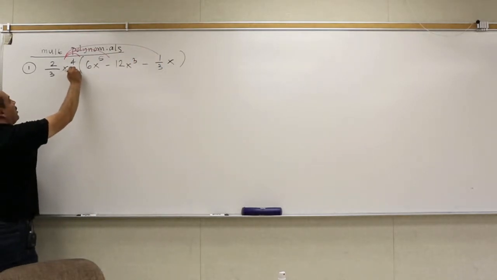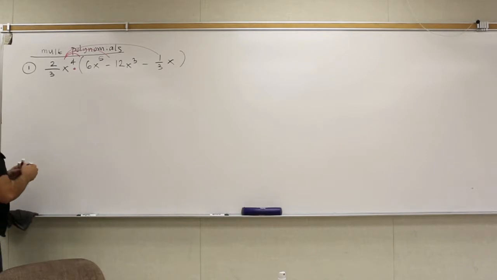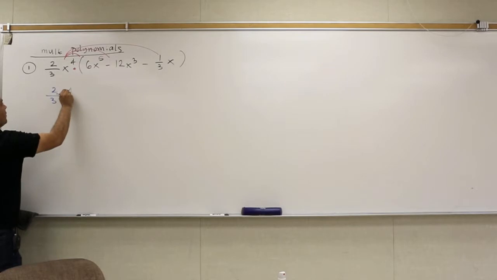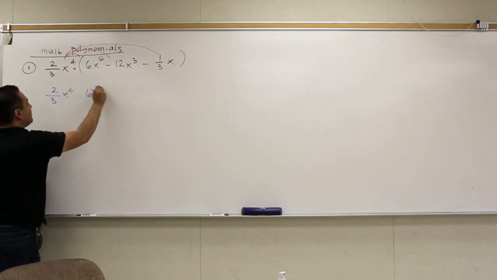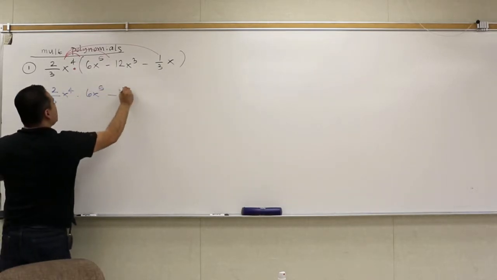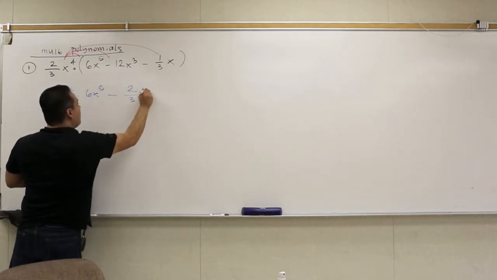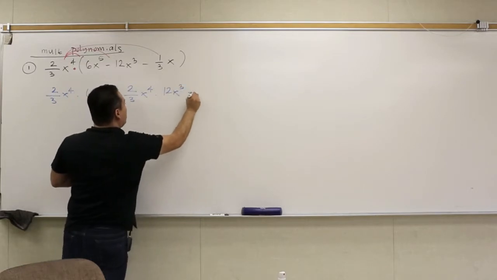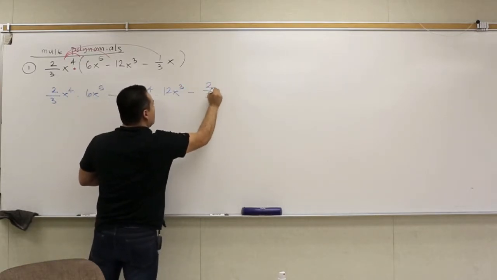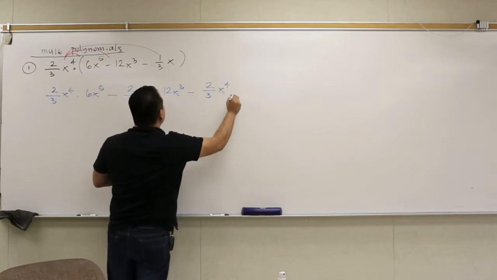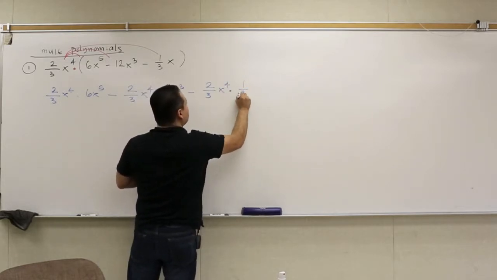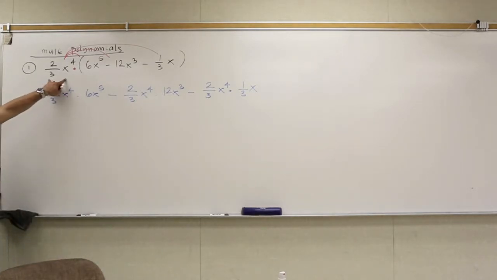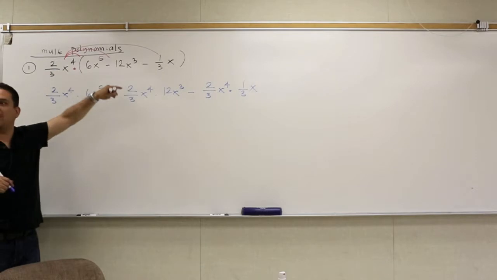This is multiplication. So you guys know what that means is I'm going to take 2/3 x to the 4th times that 6x to the 5th minus 2/3 x to the 4th times that 12x cubed minus the 2/3 x to the 4th times the 1/3 x. Okay? So this first term here gets multiplied to each one of the terms.